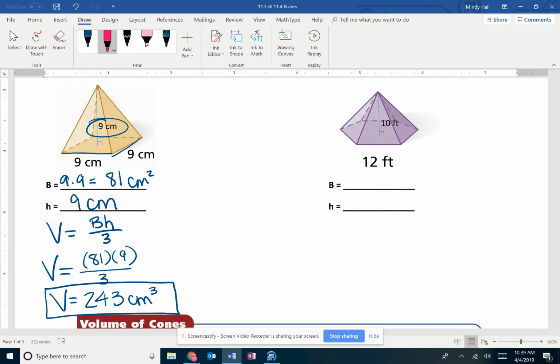For this one, it's going to be a little bit more complicated because we have to find our base area, and we have a hexagon as our base. So we'll just fill in the height real quick. The height of this pyramid is 10 feet. And to find the area of this hexagon, because remember, that's our base.